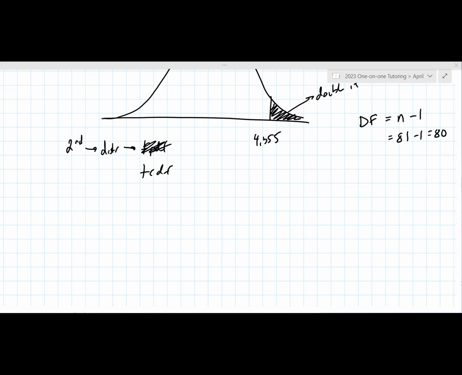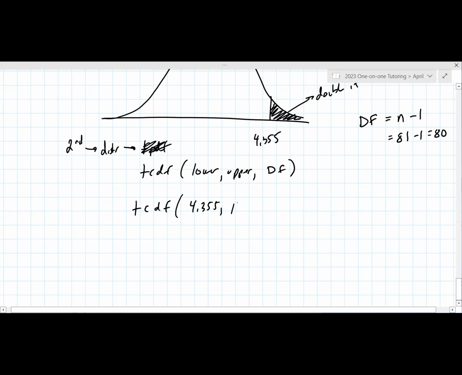Okay, so it is lower, upper, and... all right, so this did work. Here's how I use TCDF. It is lower, upper, and then the degrees of freedom. So your lower is 4.355. Your upper is 10 to the 99, and your degrees of freedom is 80. So go ahead and try that.